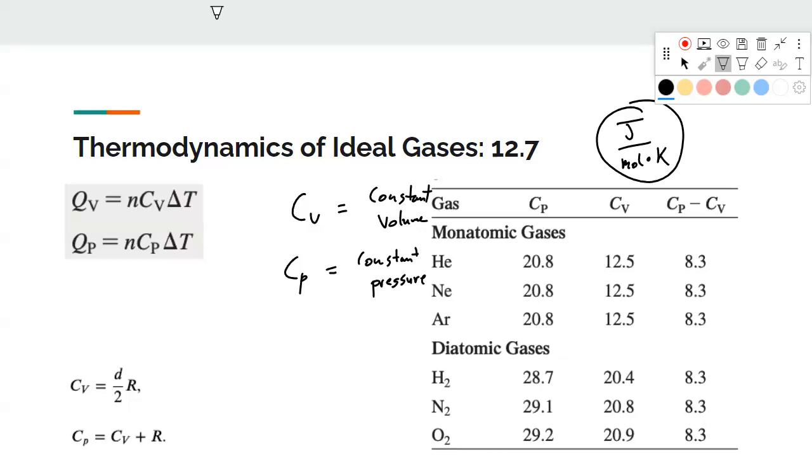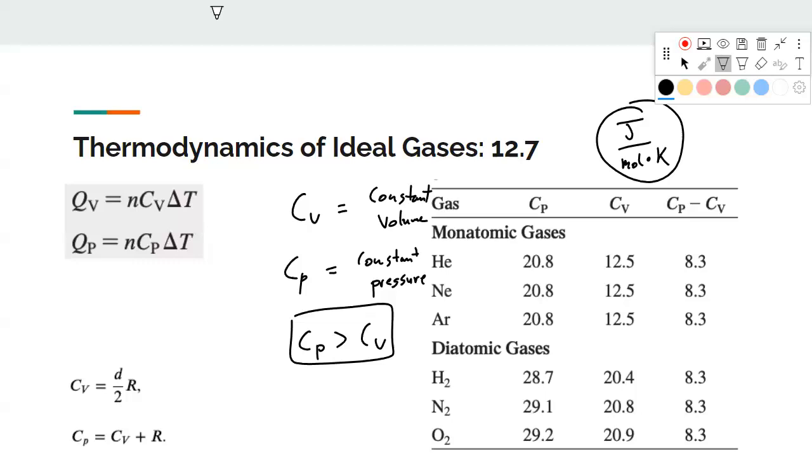And it turns out that the constant pressure heat capacity is always bigger than the constant volume heat capacity. And that's because when you allow the volume to change, that's work, right? And so as you add heat to this gas, if you're keeping the volume constant, all of that heat is going into changing the temperature. All of that heat is going into internal energy.